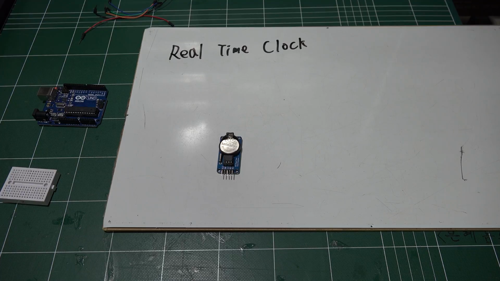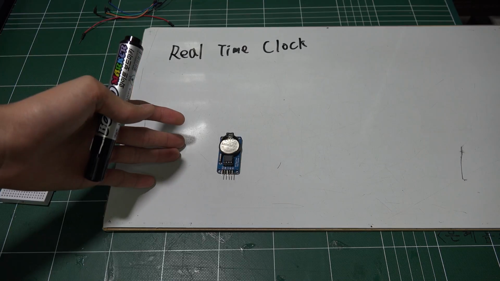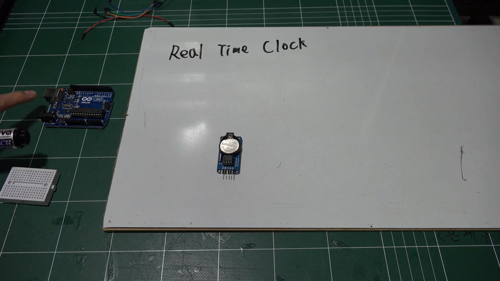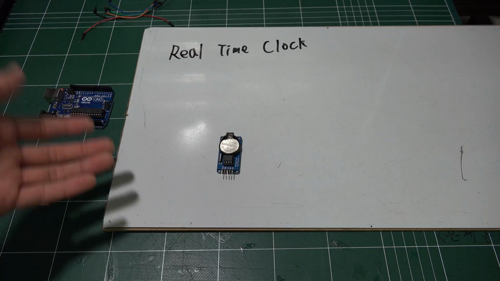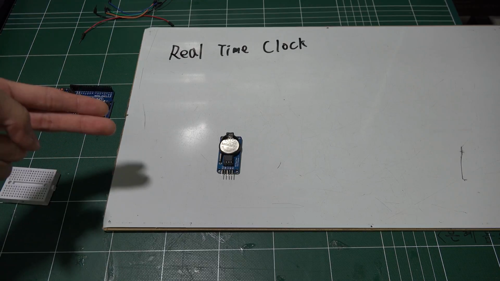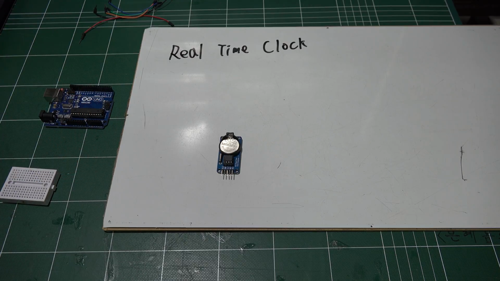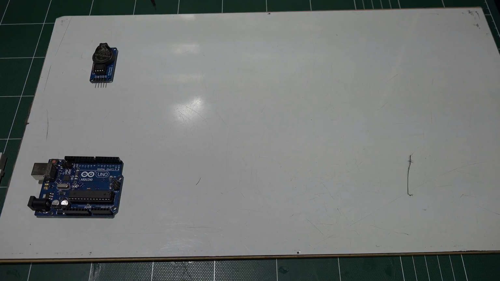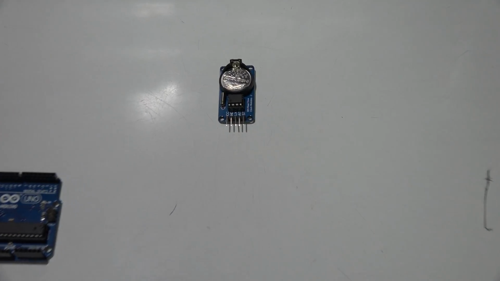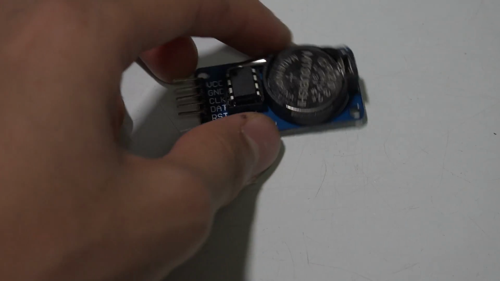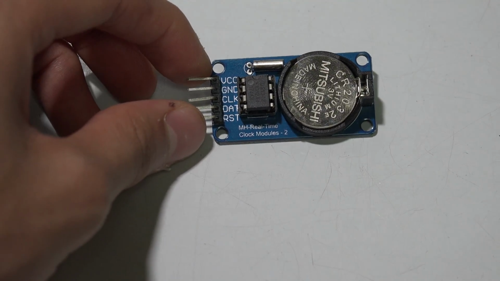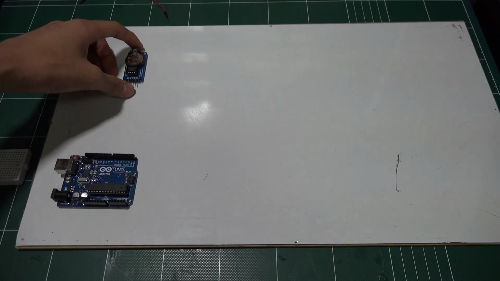Usually we can make some clock using this Arduino, but we use this module when Arduino's power is lost. It has its own battery, so its clock is going by itself, so we can use it. As you can see, this RTC module has 5 pins: VCC, ground, clock, data, and RST. I will show you how to connect this.